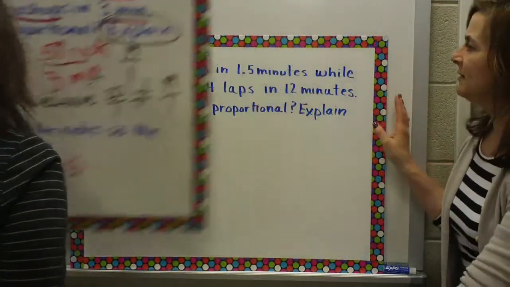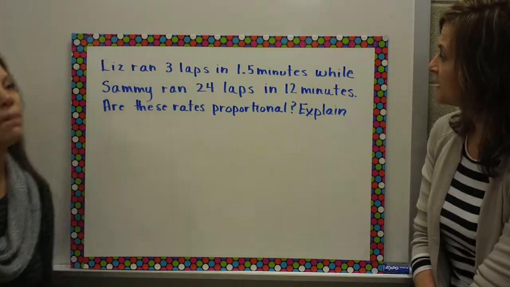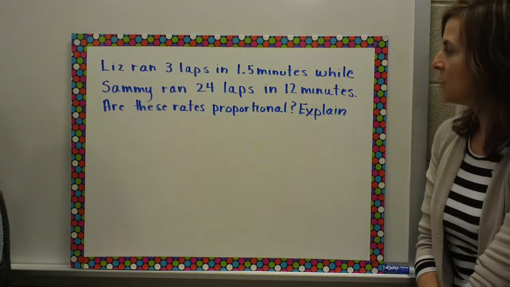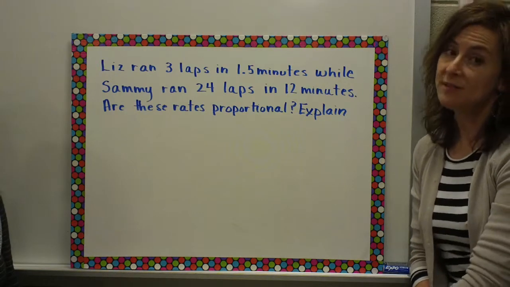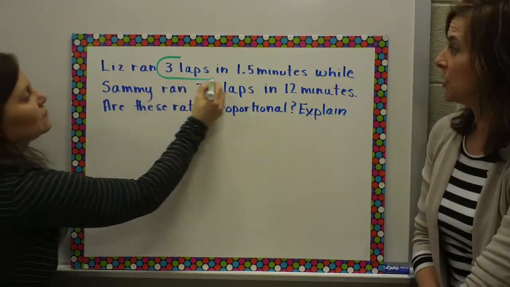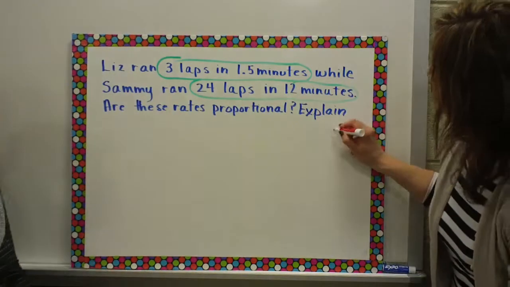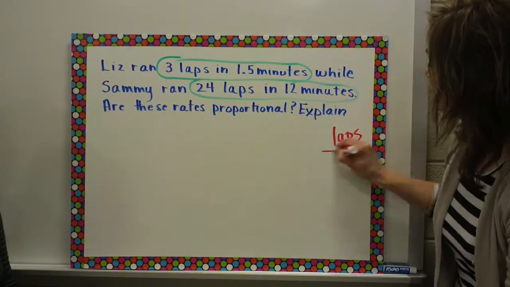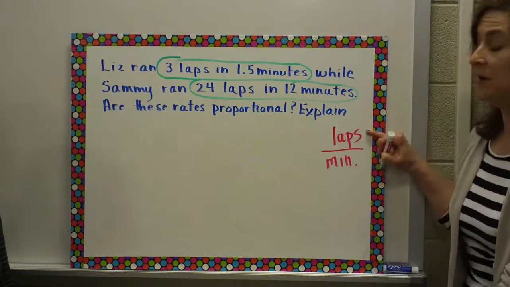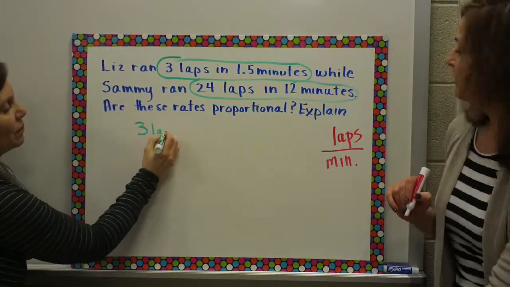Let's take a look at one last example. So your word problem reads, Liz ran 3 laps in 1.5 minutes, while Sammy ran 24 laps in 12 minutes. Again, are these rates proportional? Explain. Start by figuring out what 2 things you're comparing. Okay, so after you figured out your information, we know that we are comparing the amount of laps to the amount of minutes. Jotting this down helps you remember what number to put on the top and what number to put second.